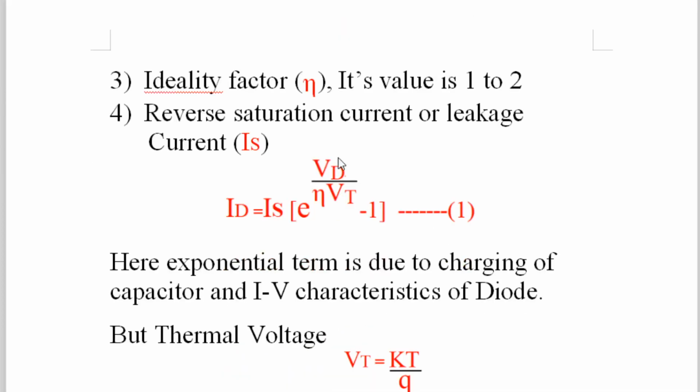Now, look at this equation. Current flowing through the diode ID is equal to IS.